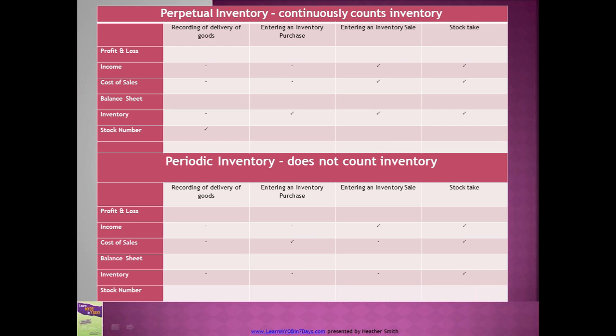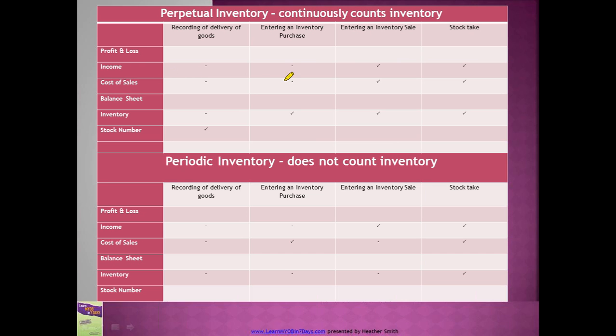So how does that affect things? On the profit and loss, you see the sale and you recognize the cost of the sale. When you enter an inventory sale, you recognize the income from that sale, and you recognize at the same time the cost of actually purchasing that inventory item.